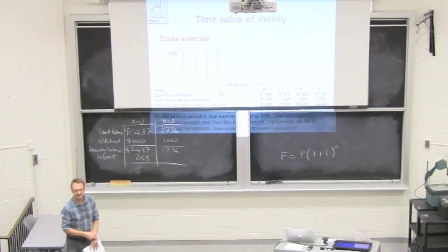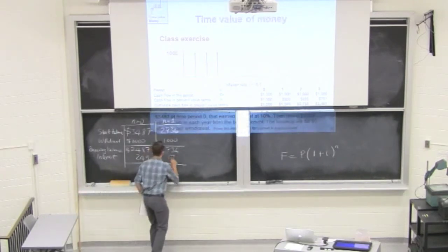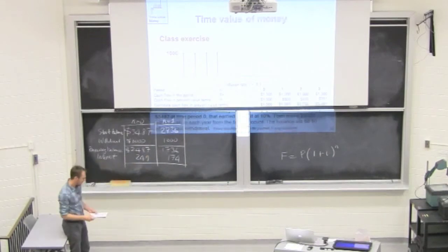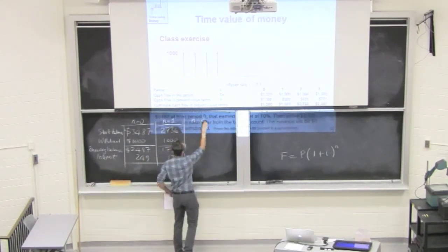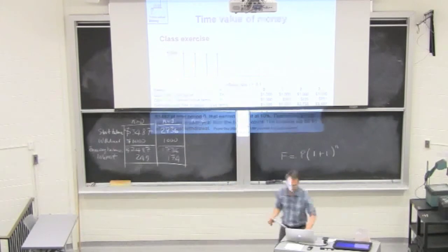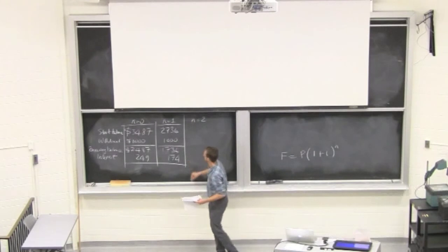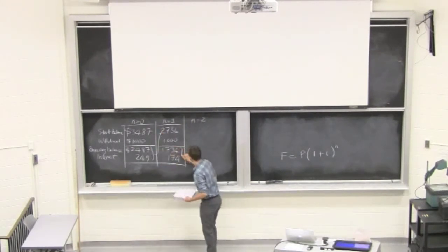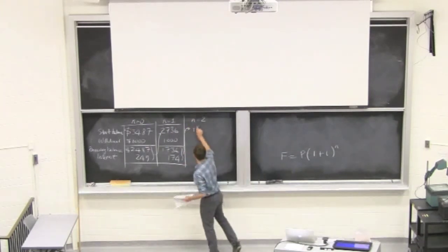What's the interest earned on that in that period? $174. And you get to carry that over, and then your balance the next period, N equals 2, is the sum of the prior two values. So it's 1736 plus 174 gets carried over. In the same way I took that sum and carried it over, I'm going to take that sum and carry it over here, and I get a balance of 1910.